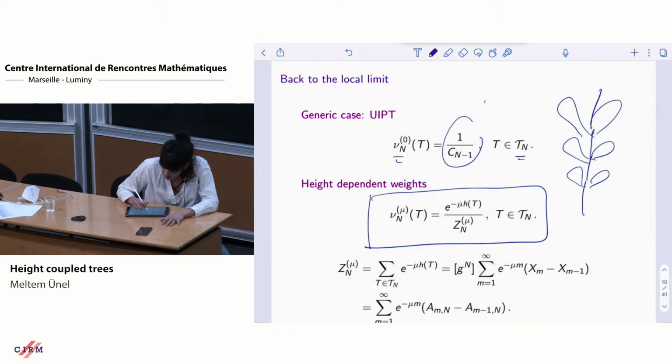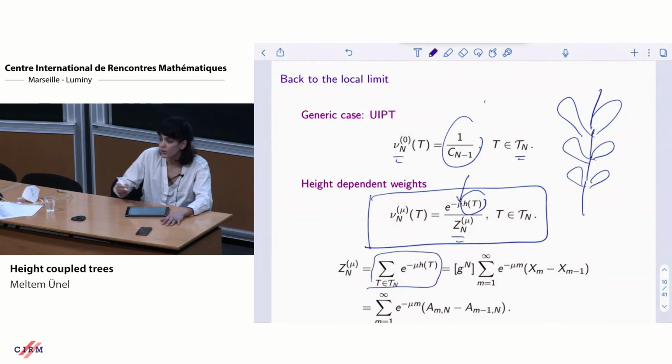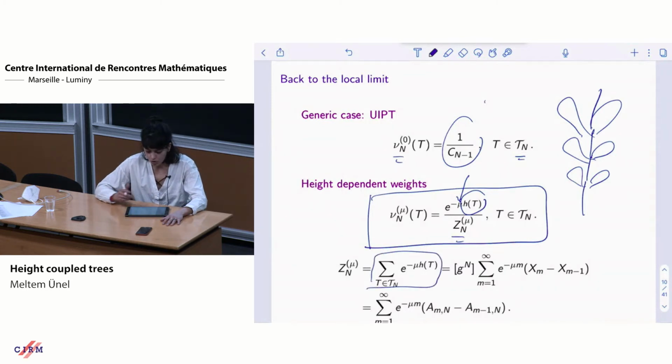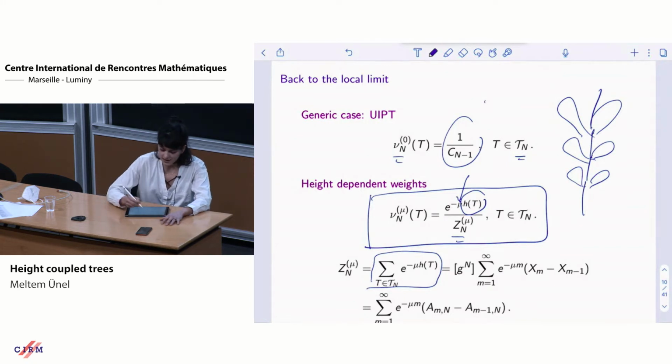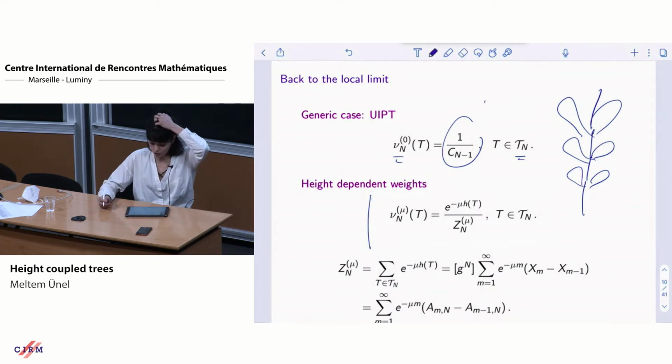So mu is a real parameter, h_t is the height of my tree t, and these are the normalization factors, which are given just by the sum of the weights of the trees over all trees of volume n. And I can rewrite these normalization factors in two different ways which will be of use.